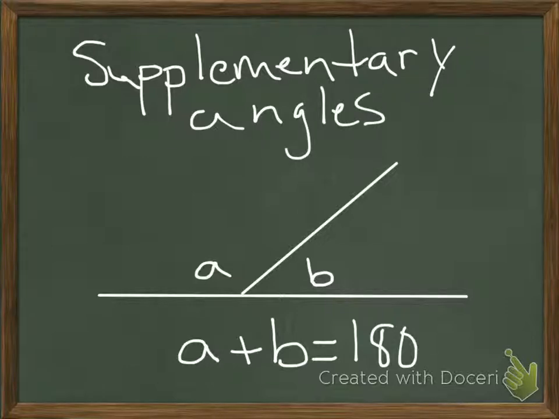So if you add up all the angles on a straight line, it will equal 180 degrees. Go ahead and write that down at the top. Supplementary angles, and draw the example you see in front of you.